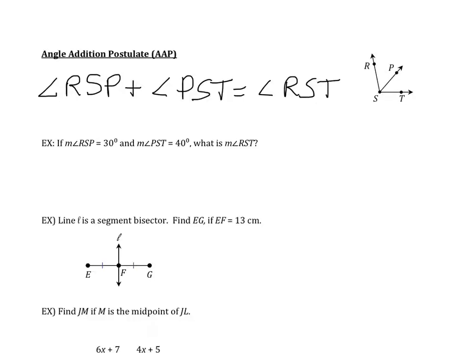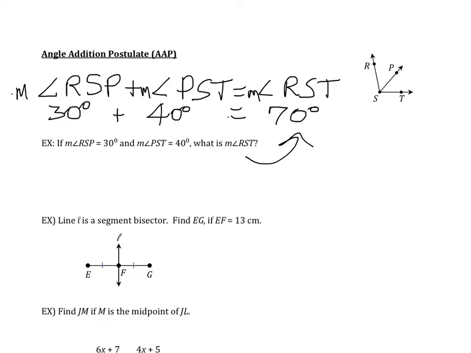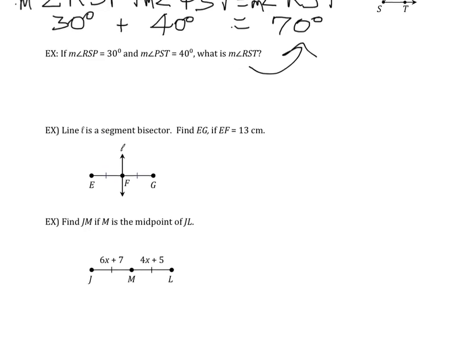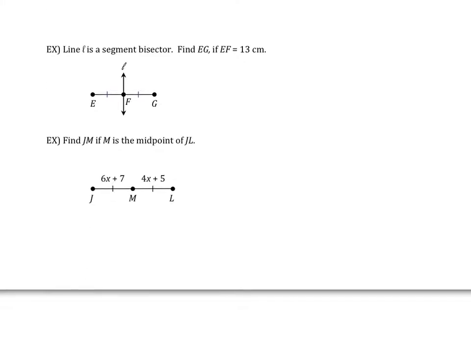We can add angles just like we add segments, just like we add numbers. Now if RSP is 30, we can substitute the number 30 right underneath angle RSP, plus we substitute the number 40 underneath PST, and when we add them up we get the measure of angle RST, which is 70. And of course when you write angles you're going to put the degrees.